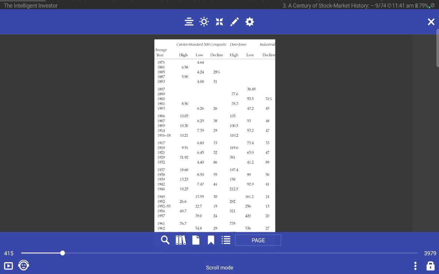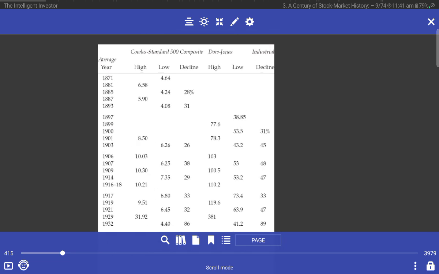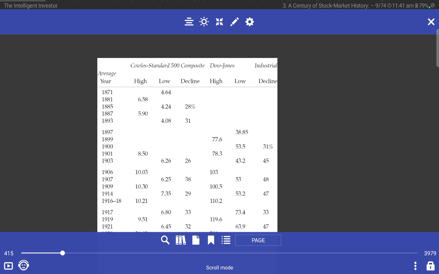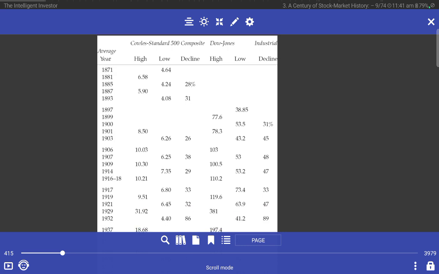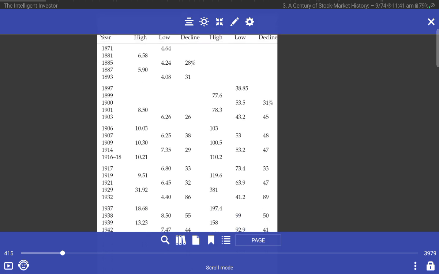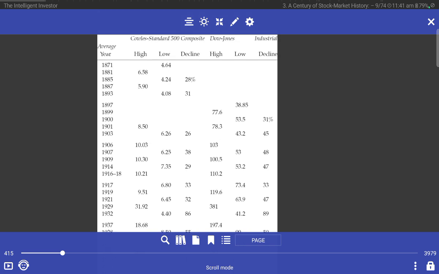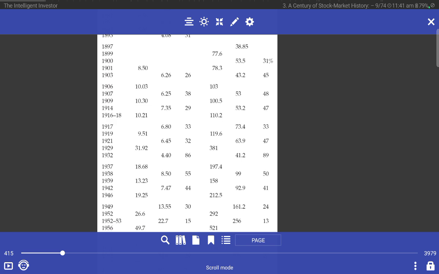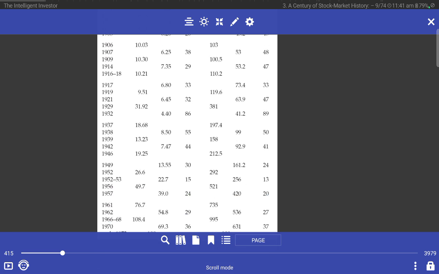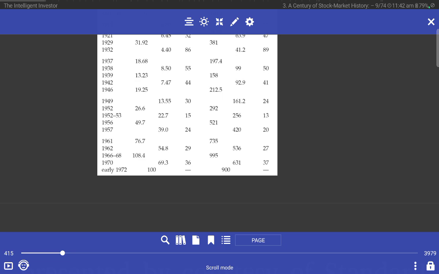So major stocks for Dow Standard 500 Composite, high low decline, high low and decline. So industry Dow industry 1871 low 41 high 69 low 5.9 5.13. Low at the shown 38% decline. High low 31 40. Okay, hang on. Okay.